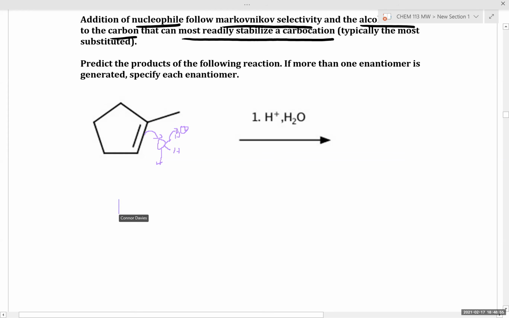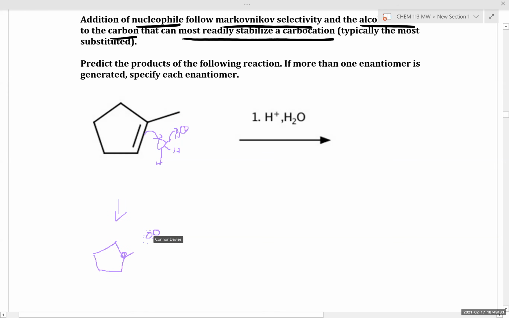So in the first step, I'm trying to narrate what the student is drawing as accurately as I can. In the first step, the student drew protonation of our alcohol.